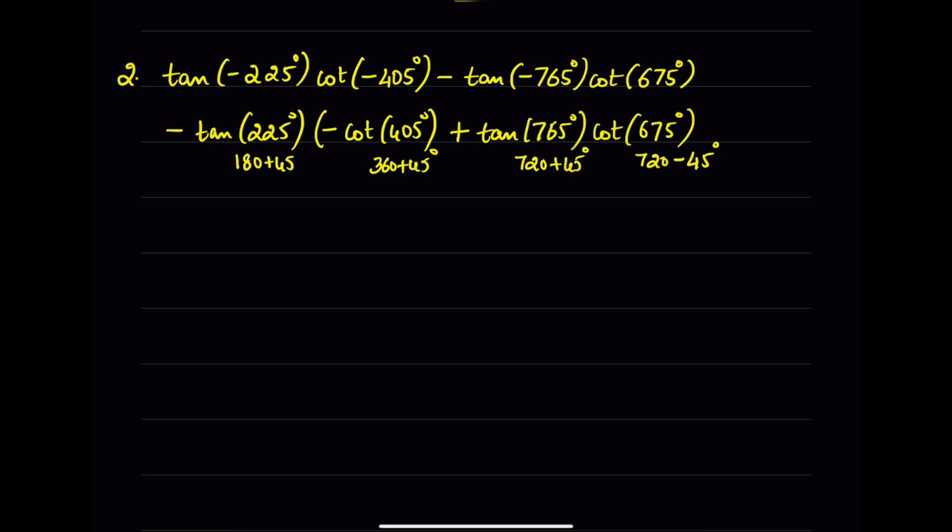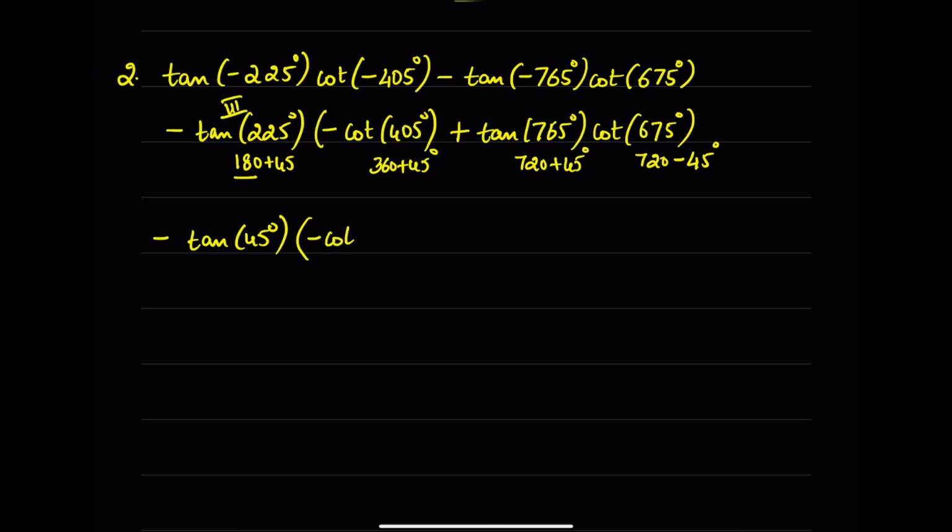Correct? Yes. Now 180 plus 45, this is a third quadrant value where tan is positive, but it is carrying a negative sign already. So this would be minus tan of 45 times, now 360 plus 45 is first quadrant, and in first quadrant everything is positive but a negative sign is already assigned.